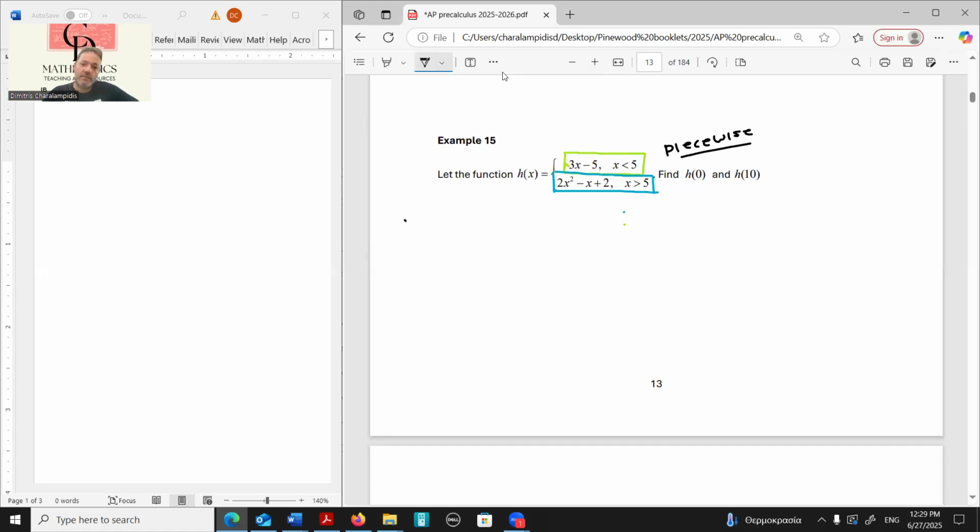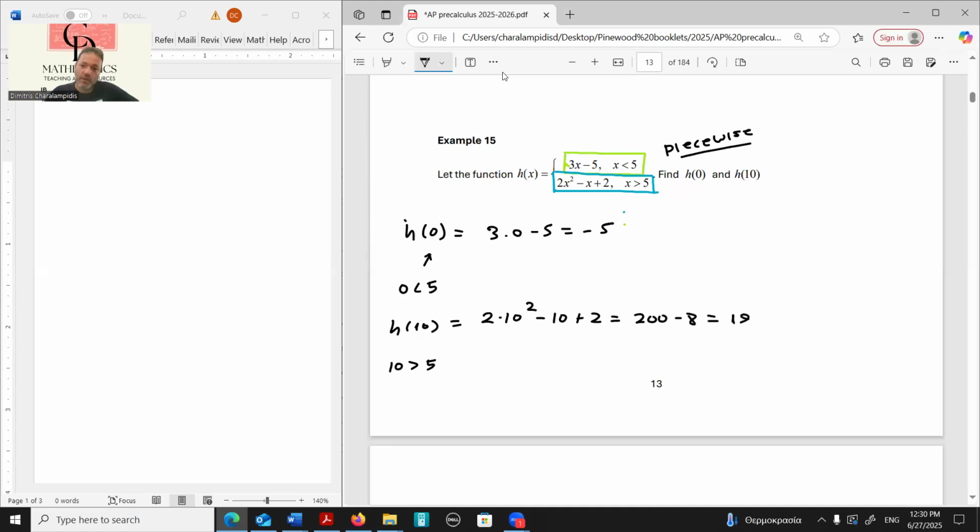In this case, all we have to do is first understand what value we are given. H of 0. So 0 is obviously less than 5. I'm going to follow the first rule, which suggests 3x minus 5. Here we have 3 times 0 minus 5. It's going to be negative 5. For the second one, h of 10, since 10 is obviously greater than 5, I will be using the second formula. So instead of 2x squared, I'm going to put 2 times 10 squared minus 10 plus 2. It's 200 minus 8, 192.